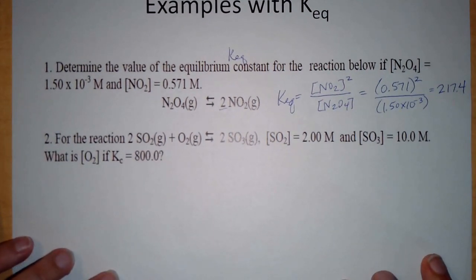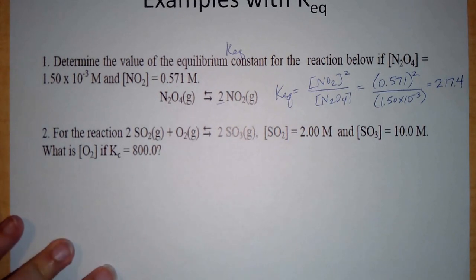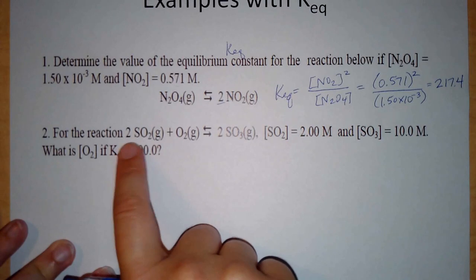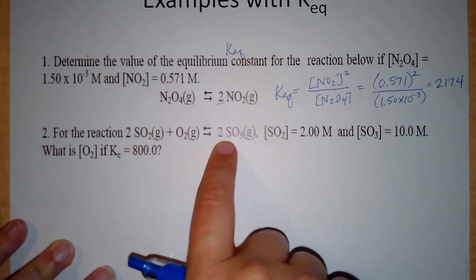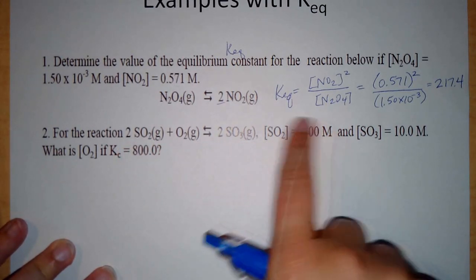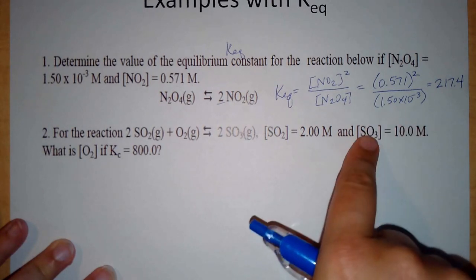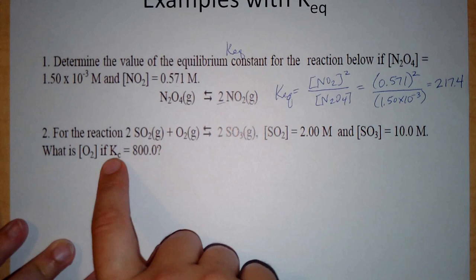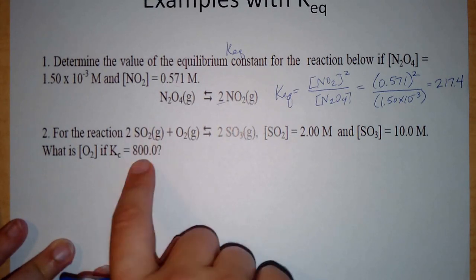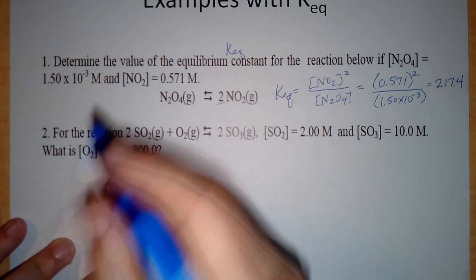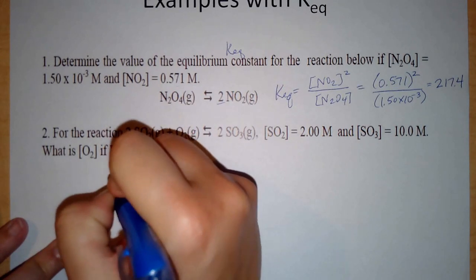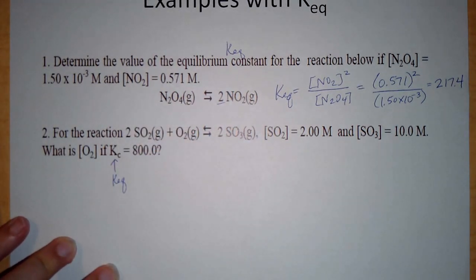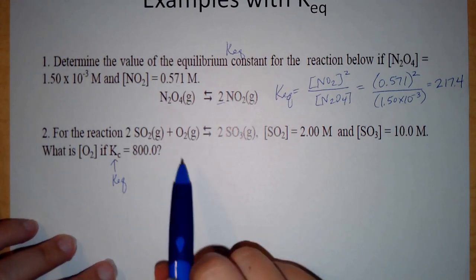Alright, we can also use it to find a missing concentration. For our reaction, 2SO2 plus O2 gives us 2SO3. We know SO2 and SO3, but we don't know O2 concentration. We're given the Kc value. So this is a KEQ. Remember, measured in concentration units, so molarity. So we can use this to calculate our missing O2.